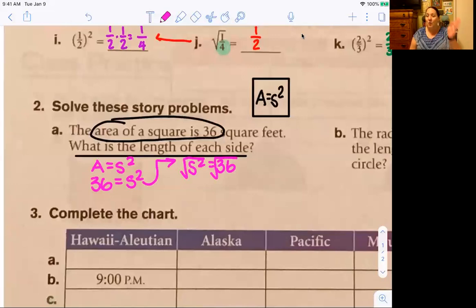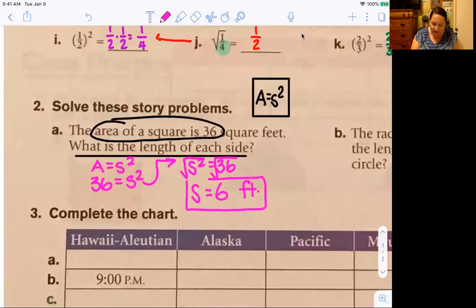Remember, whatever you do to one side of the equation, you must also do to the other side of the equation. So what is the square root of S squared? What times itself will give you S squared? S. So the square root of S squared is S. S equals, and what's the square root of 36? What number times itself will give you 36? It is 6, right? So one side is 6 feet.